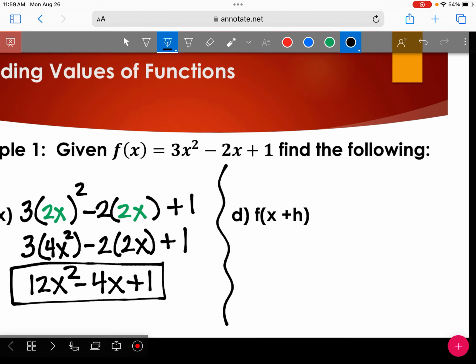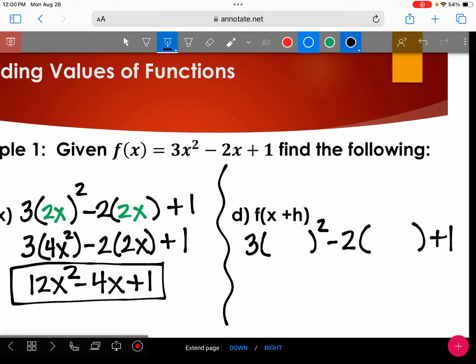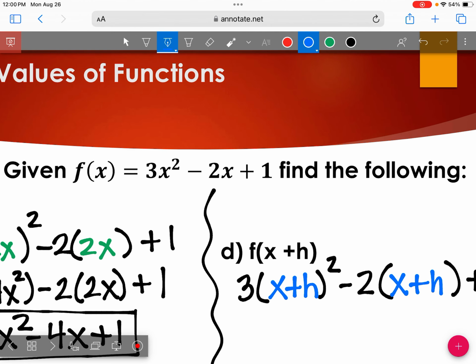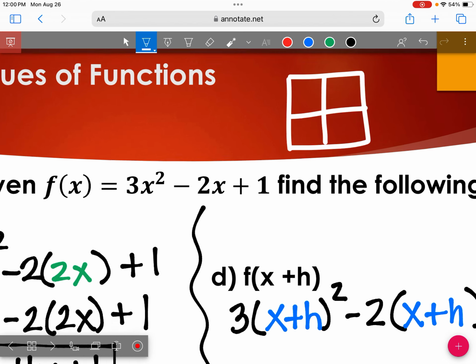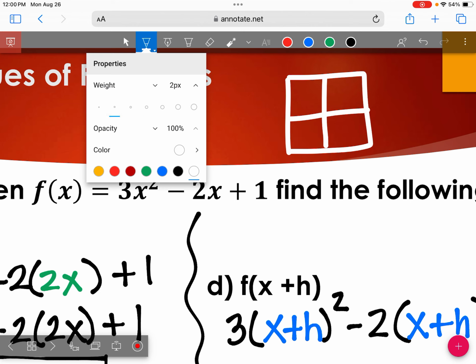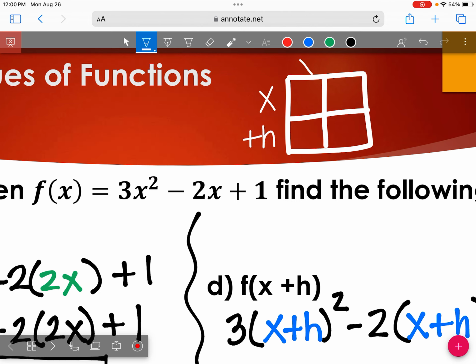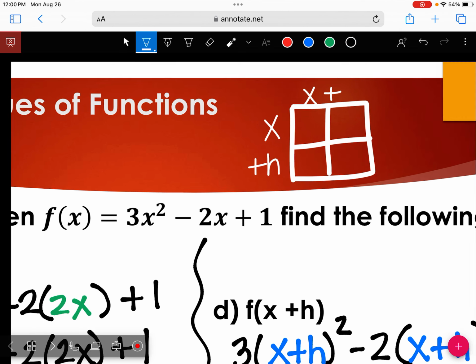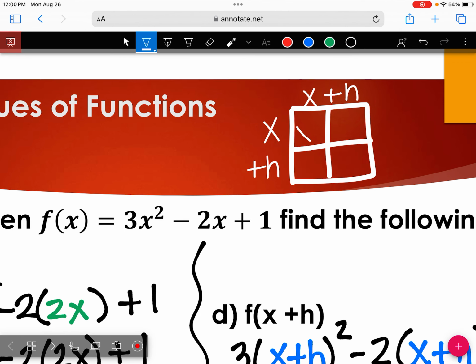And for the last one, D, we put in our x plus h. This is an introduction to calculus for those of you who might be taking it in college or next year. But for the x plus h, again, you're going to make your box. Multiply x plus h times x plus h. And let's fill this in together. So x plus h times x plus h.